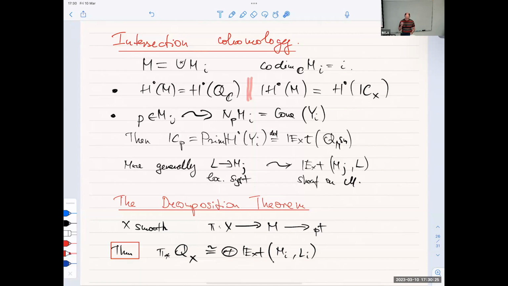I don't know when. Okay, so the idea is the following: I take the push forward of, say for example, the constant sheaf from the big space X, and the result will be a direct sum of the kind of sheaves that I defined vaguely up here, intermediate extensions of some local system on some of the strata. That's the statement.